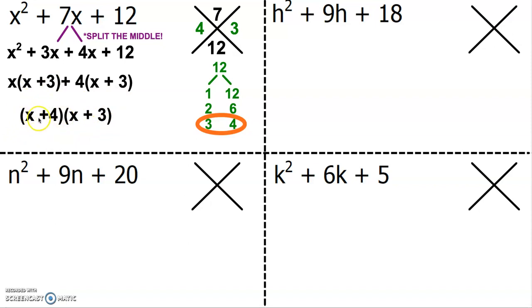These two factors, x plus 4 and x plus 3, if we were to multiply them together, we would get x squared plus 7x plus 12. Notice the numbers that we ended up with in our binomials here at the end, a 4 and a 3. Those were the numbers that multiplied together to be 12, but added to be 7. These next 3 I want you to try on your own.